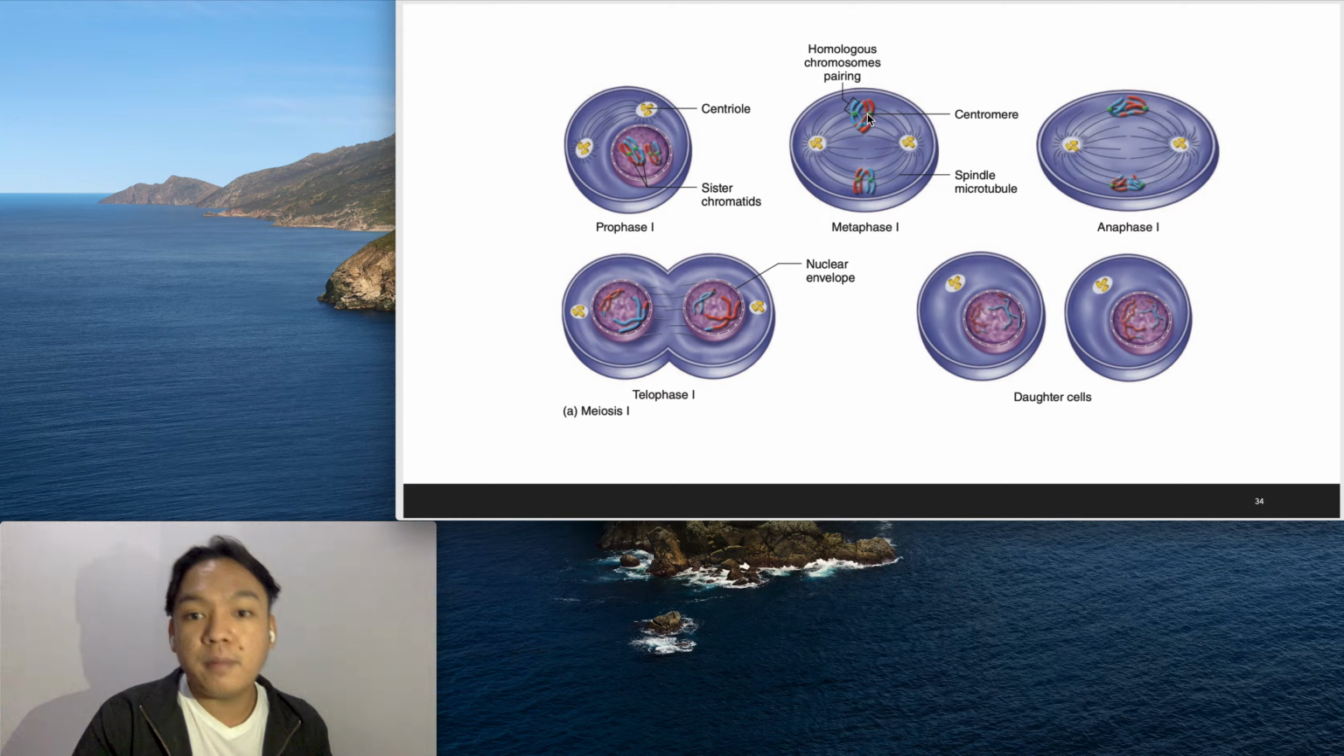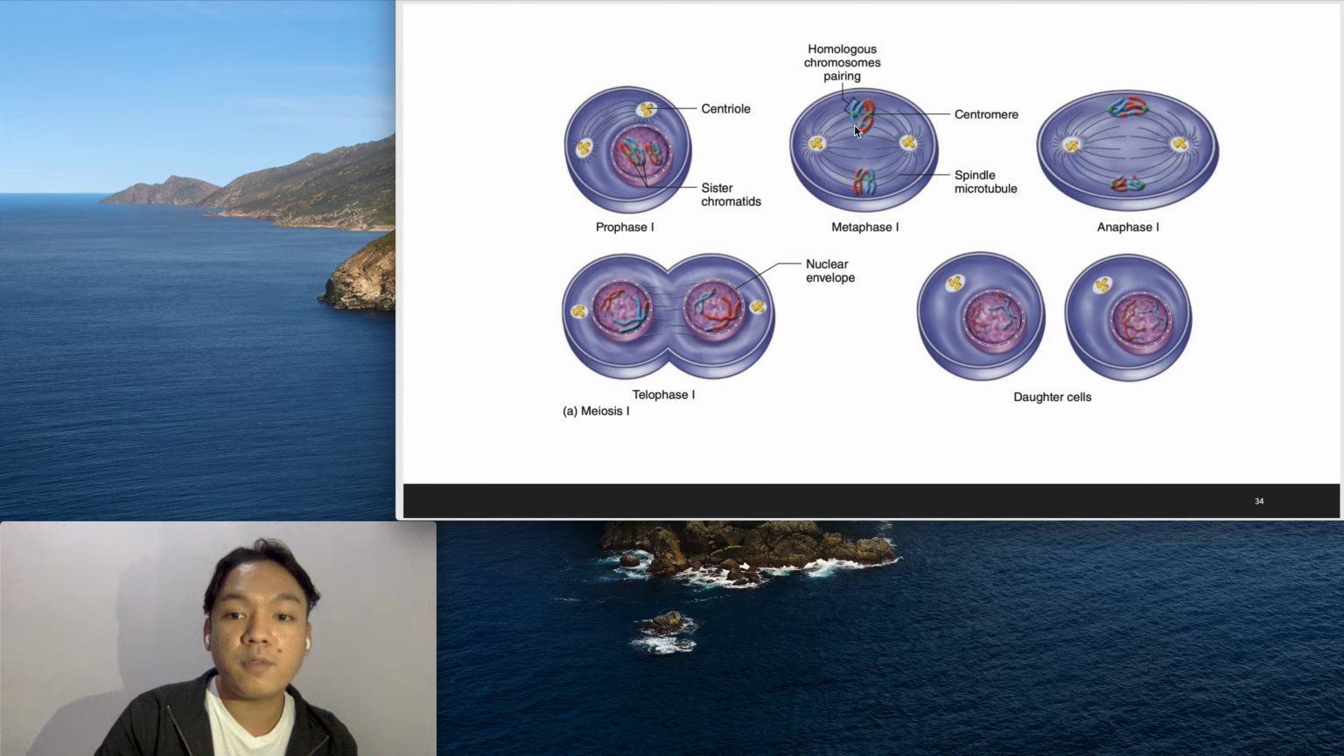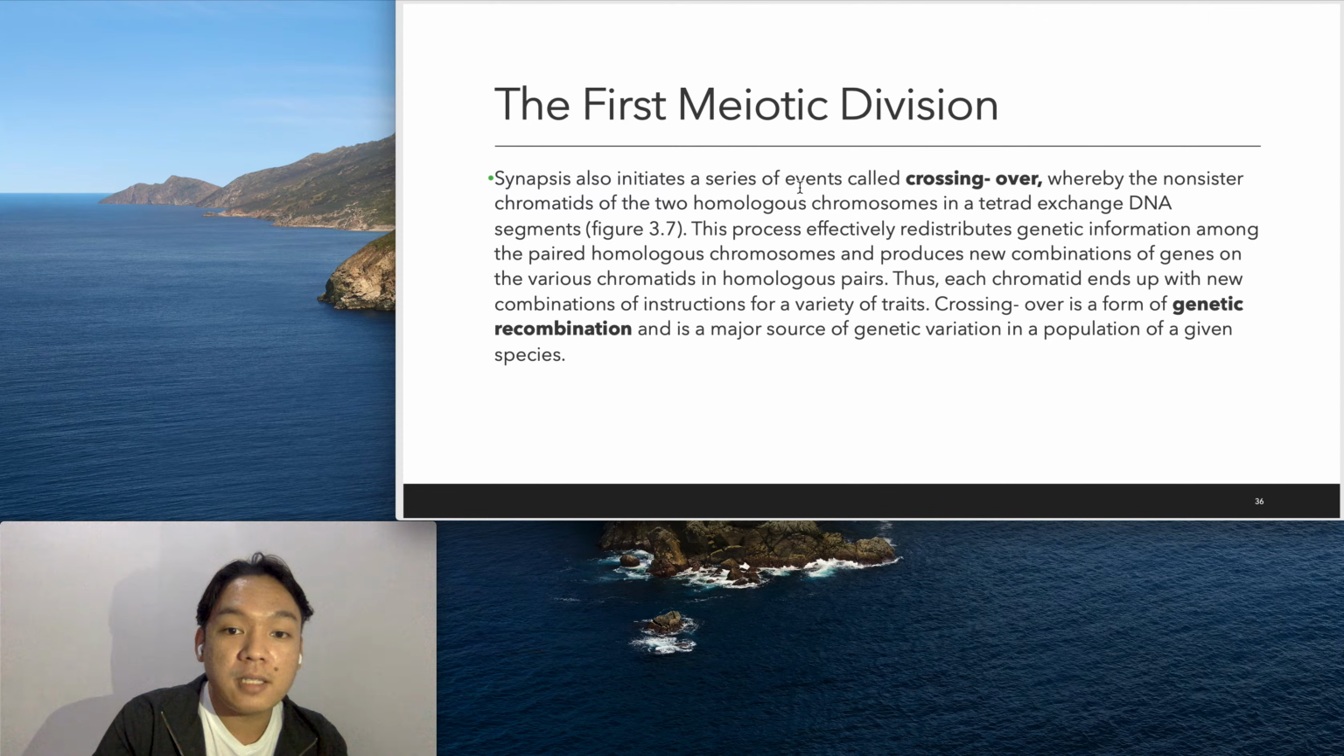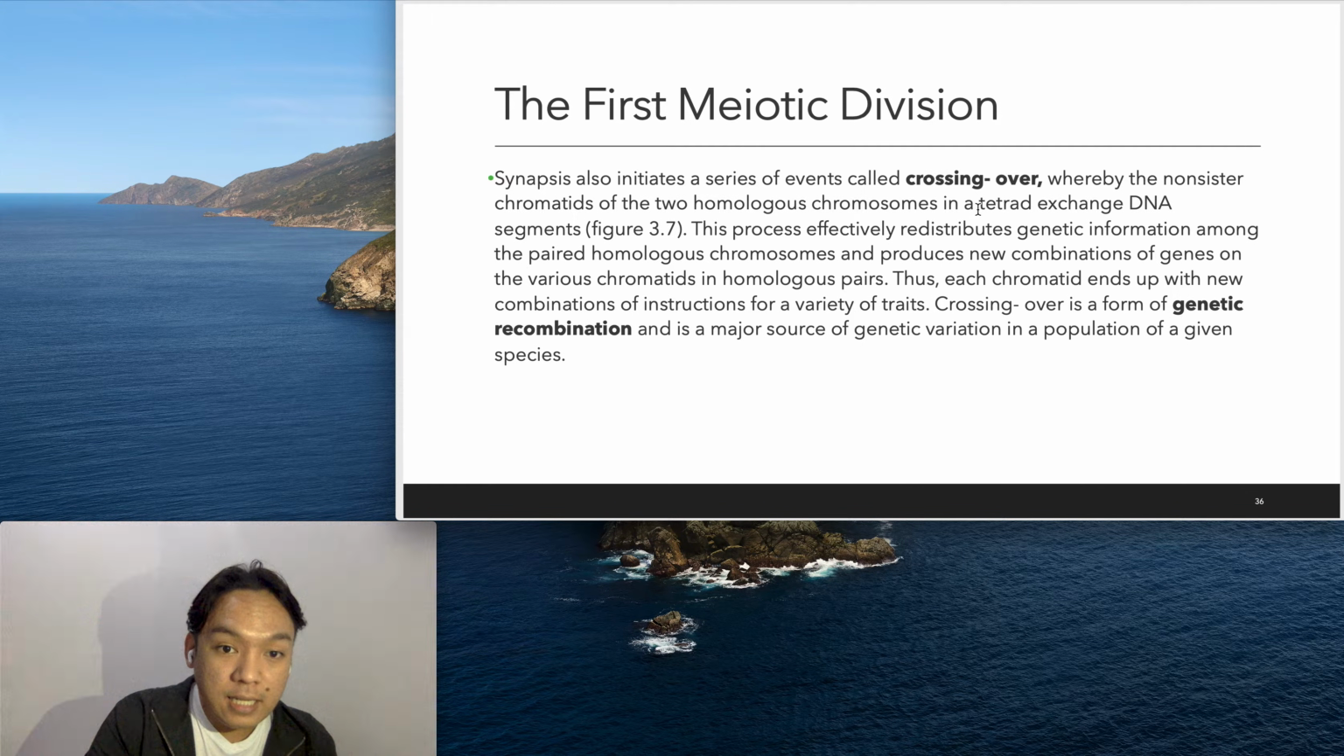Okay, so the red one is from your mother, the blue one is from your father. So they exchange the materials of your chromosomes, producing the nuclear envelope during the telophase one, and then we have the daughter cells. So almost the same as your mitosis. So the tetrad contains two homologous chromosomes. One is maternal in origin, and one is paternal in origin. So synapsis also initiates the crossing over, whereby the chromatids of two homologous chromosomes in a tetrad exchange DNA segments.